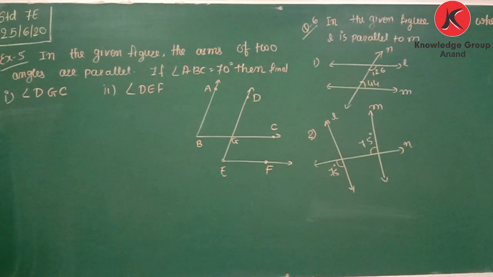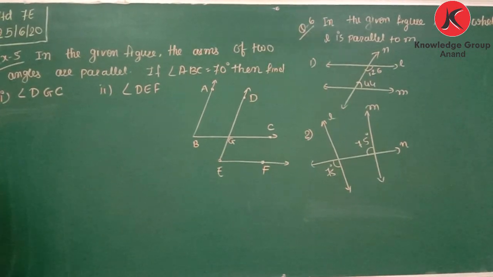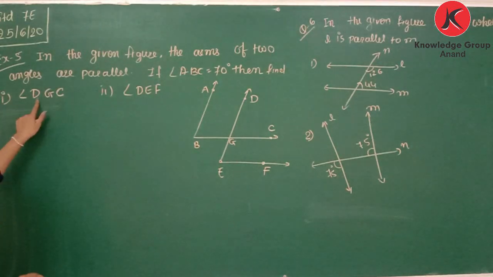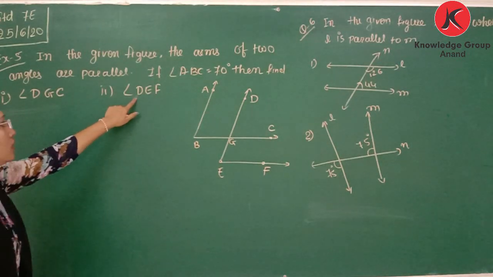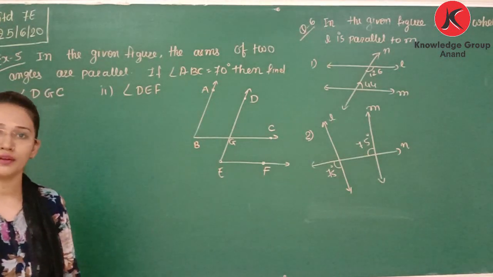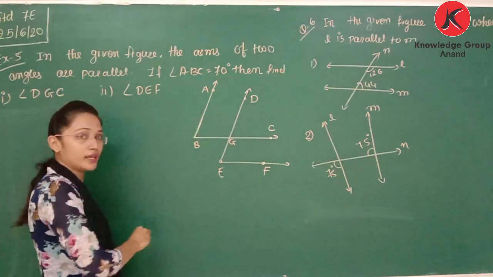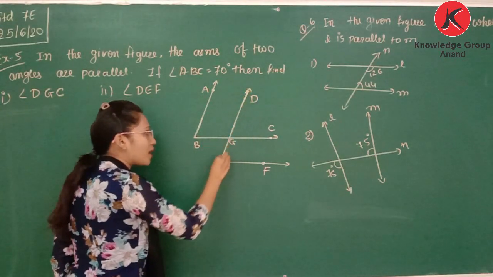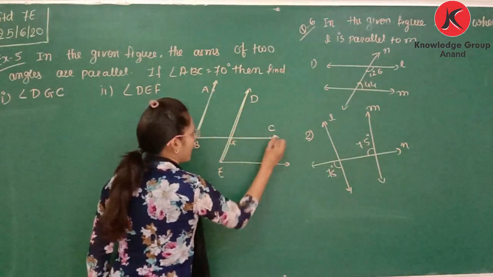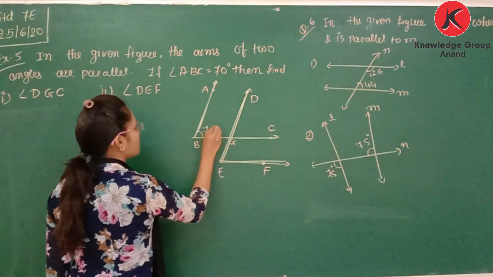Example 5. In the given figure, the arms of two angles are parallel. If angle ABC is 70 degrees, then find angle DGC and angle DEF. So here it is given that two arms. What do you mean by arms? Arms means this. So here AB and the other arms are parallel. This line and this line are parallel, and this line and this line are also parallel. Here angle ABC is given as 70 degrees.